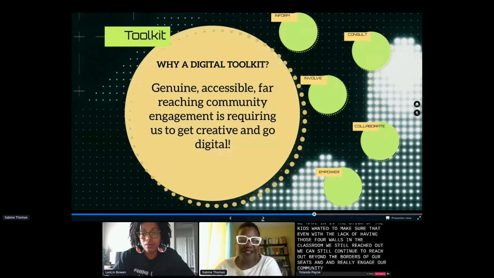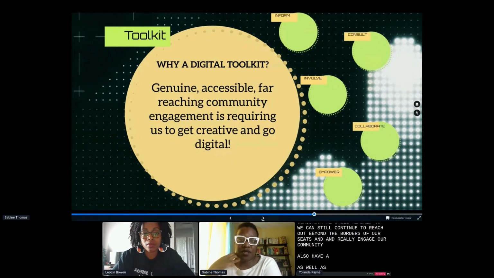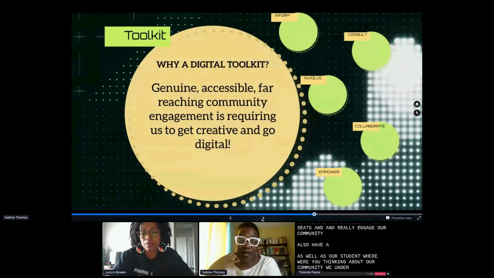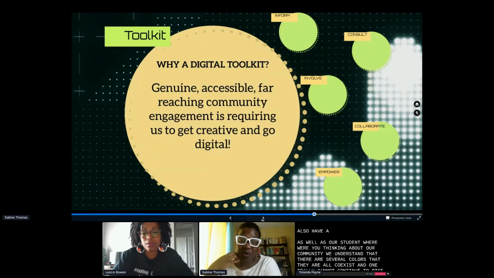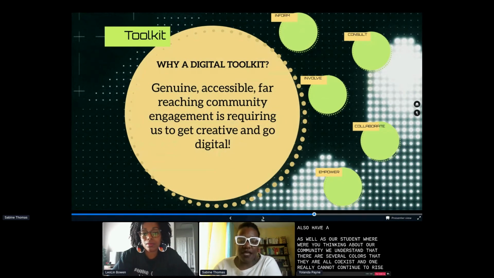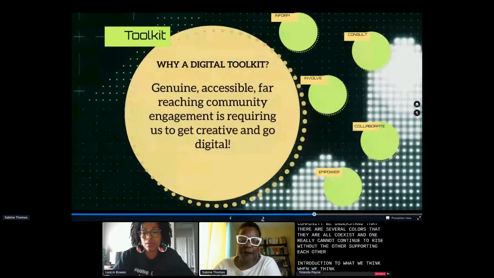For the purpose of our conversation today, we really wanted to think about teachers as well as school administrators, but we also have in the back of our mind our parents as well as our students. When we're thinking about our community, we understand that there are several pillars, that they all coexist, and one really cannot continue to rise without the others supporting each other.